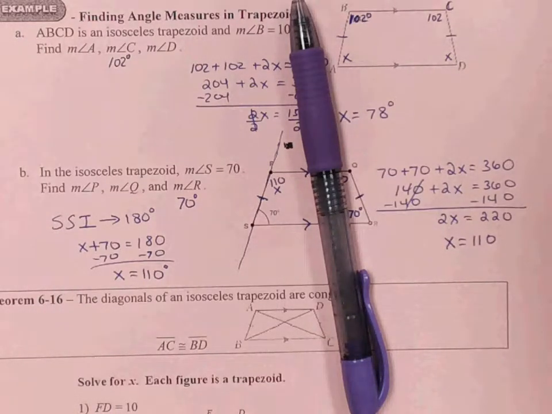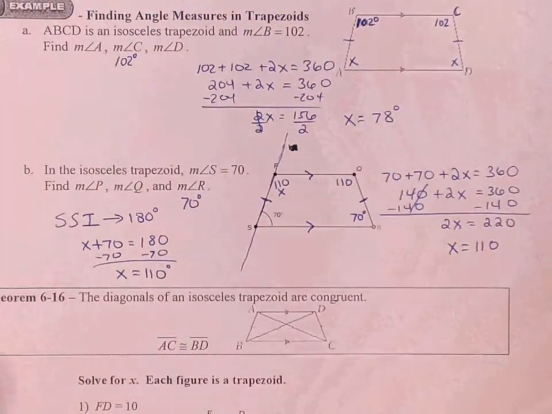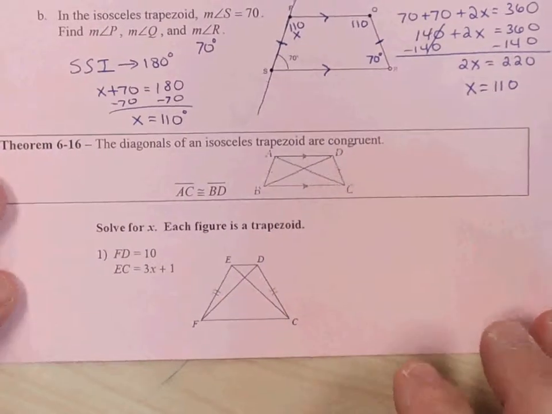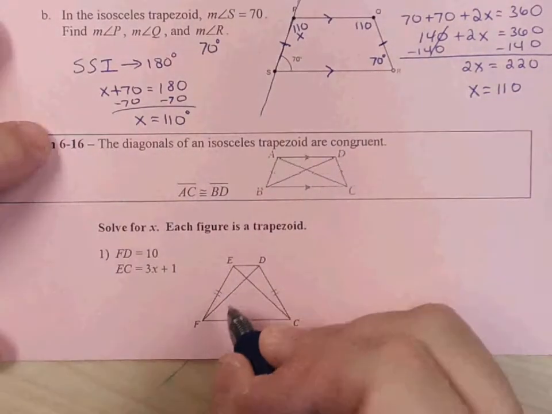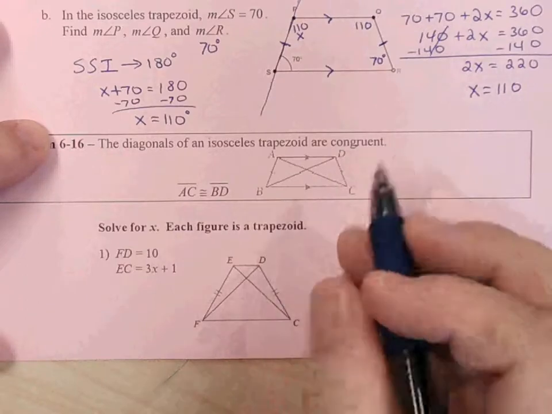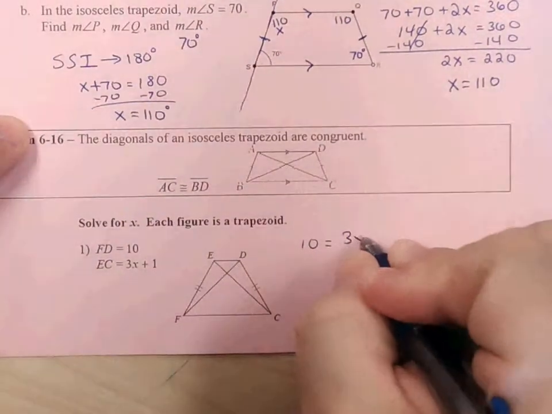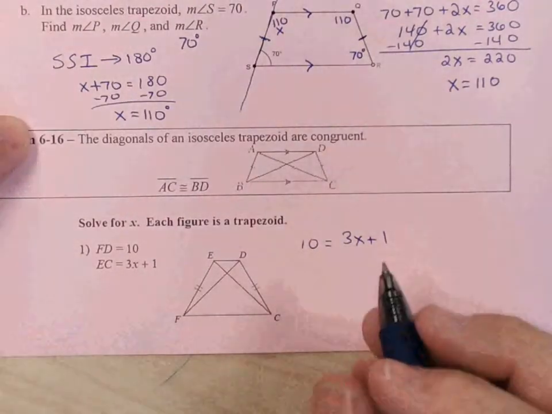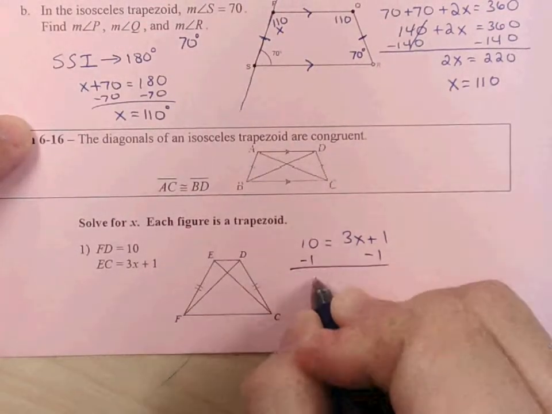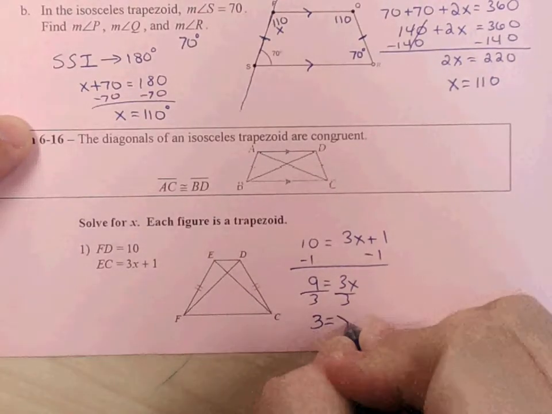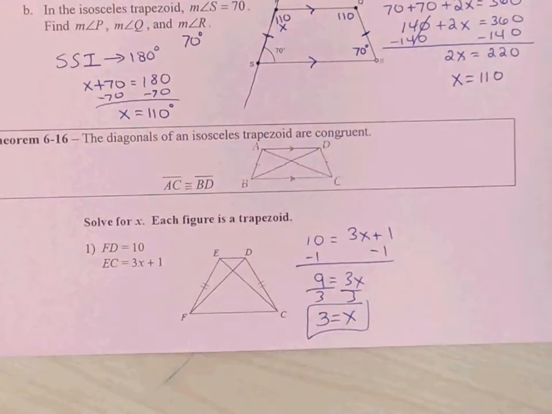All right. So the next thing about isosceles trapezoids is that their diagonals are congruent, just like the diagonals of a rectangle. So FD, which is 10, is going to be equal to EC, which is 3x plus 1. And we can solve for x by subtracting 1. 9 equals 3x, divide by 3, and x is equal to 3. Very simple equation to solve.